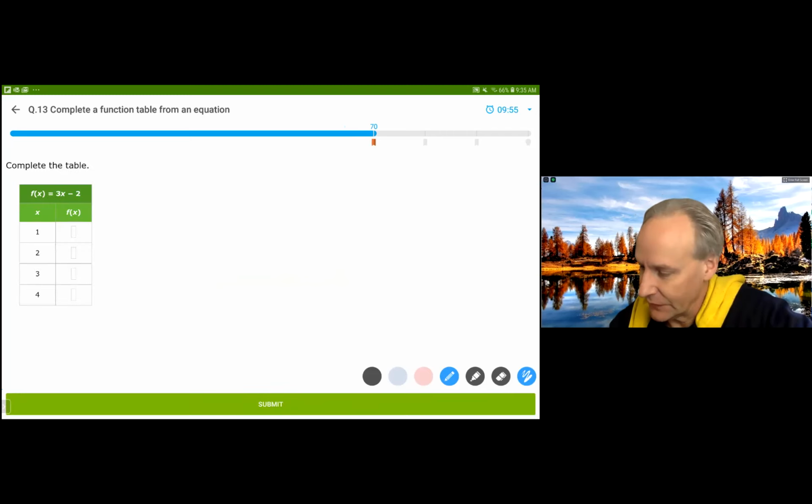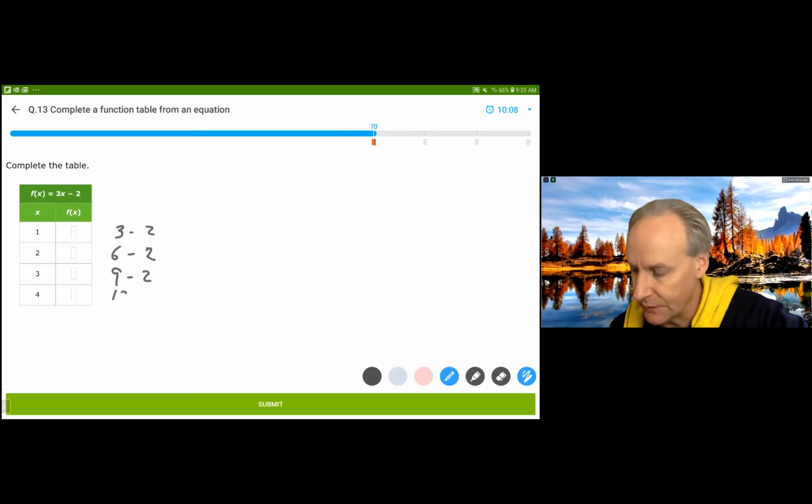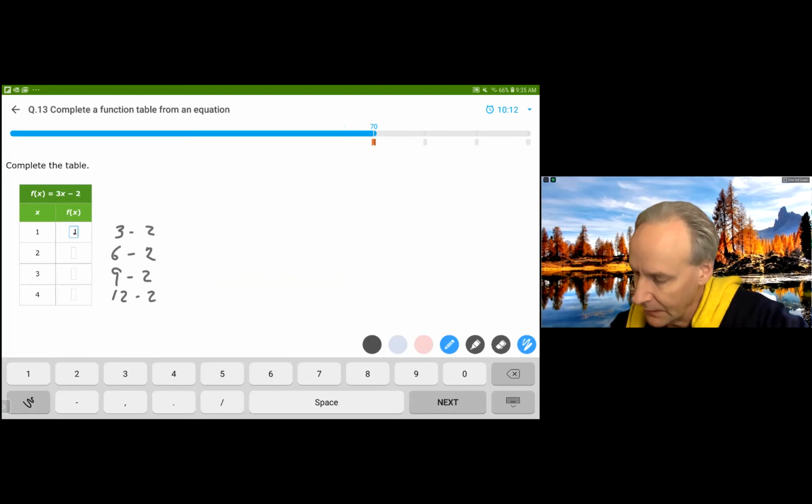3x minus 2. So we're going to multiply by 3, and we're going to subtract 2. I'm going to go ahead and multiply by 3 in my head and subtract 2. Multiply by 3 and subtract 2. Multiply by 3, multiply by 3, and subtract 2. So this first one is going to be 1, and 4, and 7, and 10.